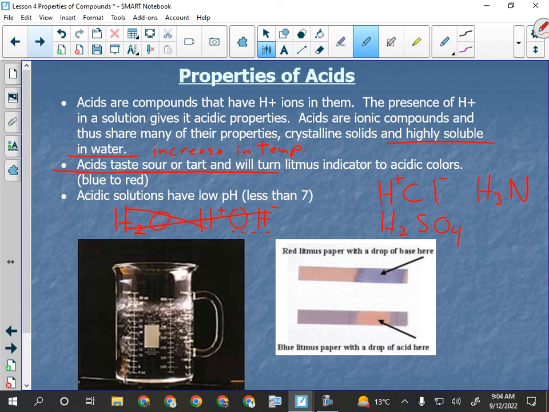No, you should never taste something if you don't know what it is. And some things you shouldn't taste even when you know what they are. Okay, it's just not smart. So no, we will not be sampling any of these.